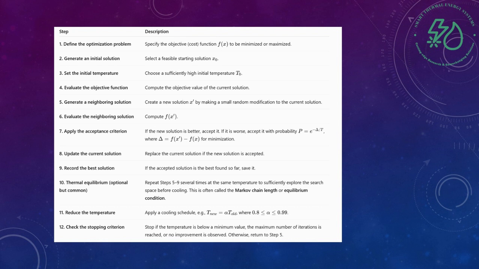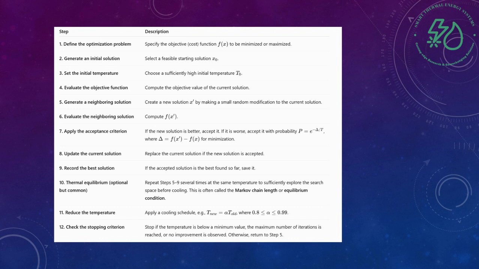Then we have a step called thermal equilibrium, or step 10. In this step, we test several neighboring solutions at the same temperature. The reason that we do this is that we want to sufficiently explore the search space, and we want to make sure that we are selecting the best solution before we decrease the temperature, or in other words, before cooling.